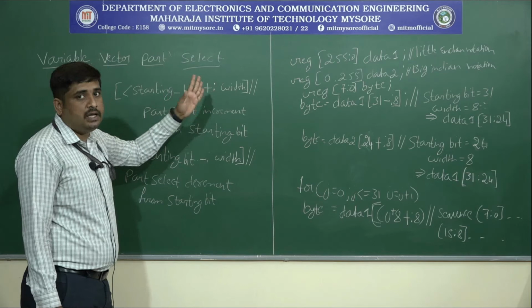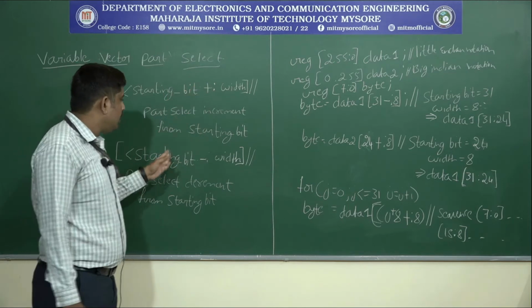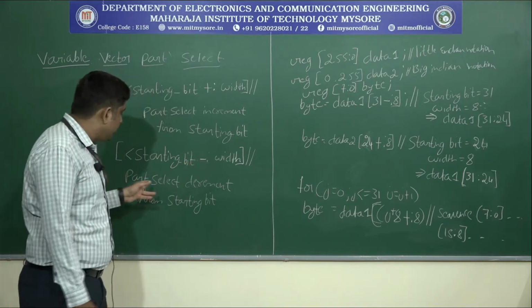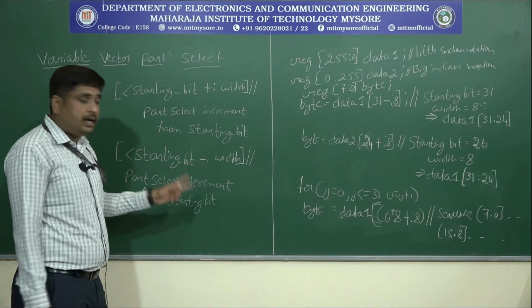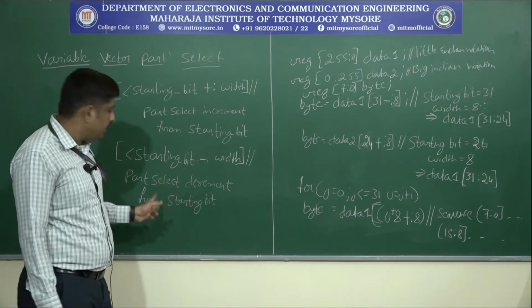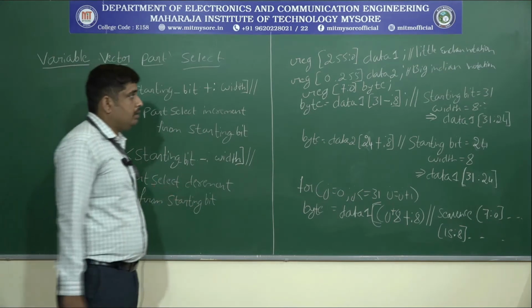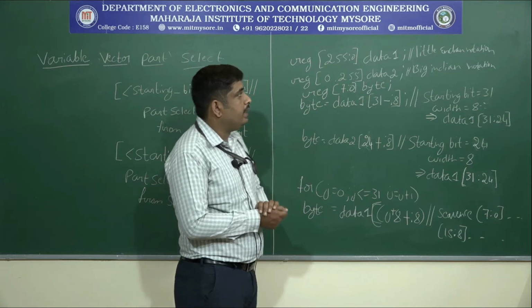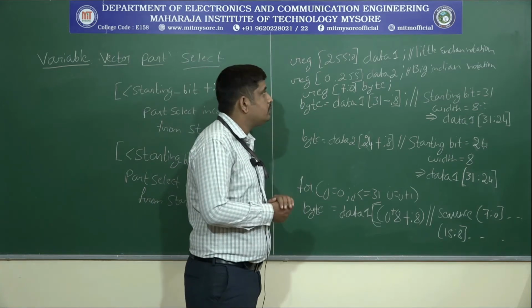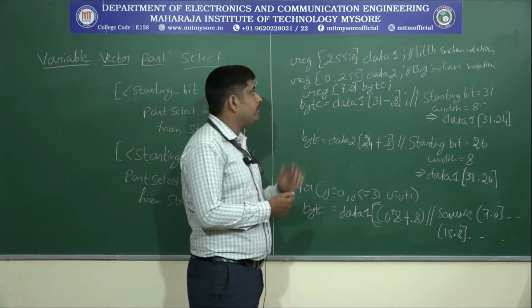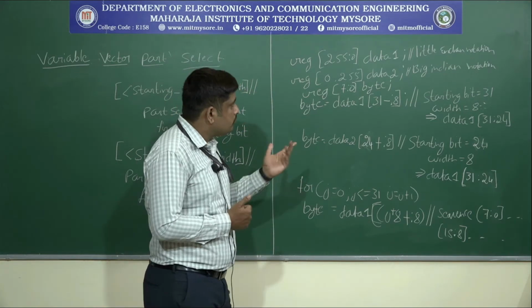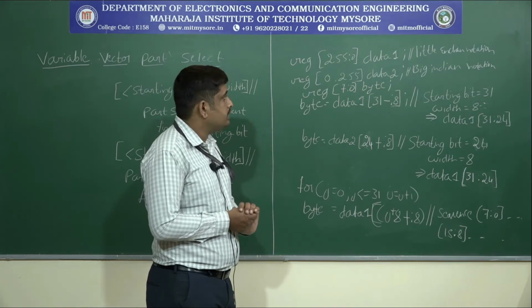So it depends on the width. Again, starting_bit minus colon width indicates a part select decrement from the starting bit. Let us take examples. First one is little endian notation, 255 down to 0, that is data 1, 256 bit. The second one is big endian notation, also 256 bit, that is data 2.